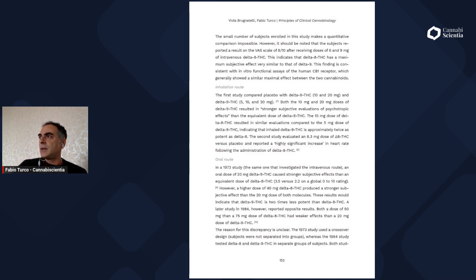Indeed, for example, people that consume this compound for recreational purposes always state that Delta-8 THC has a more pronounced mental effect compared to the physical effect exerted by Delta-9 THC. Anyway, if you want to know more about the properties of Delta-8 THC, and if you want to read something about Delta-10-THC, you can go on reading this paragraph found in our handbook, Principle of Clinical Cannabinology.